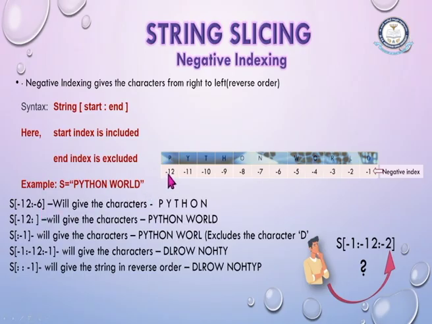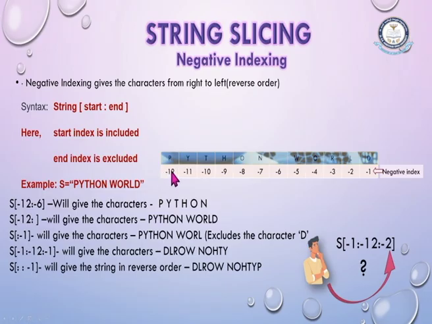That means at -12 we have the character p, and now it will be incremented. The index will be incremented by 1. That means -12 plus 1 will be -11, and -11 plus 1 will be -10, and so on. So the step is by default +1. We are starting from -12 and moving up to -6. But as I have already told you, the end index is always excluded.